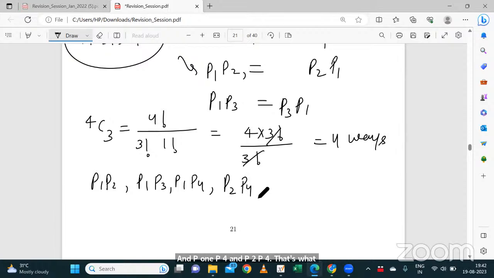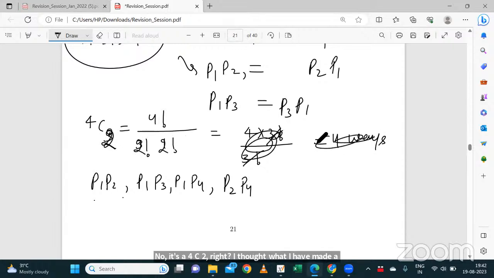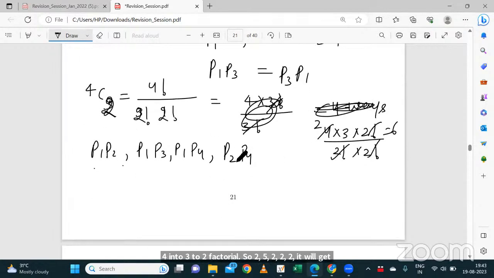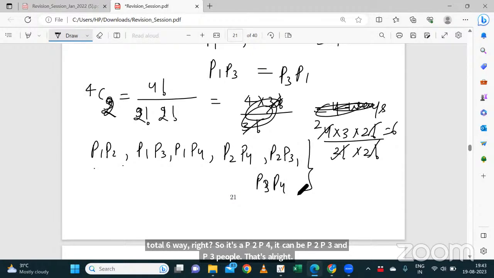One second. P1, P2. No, it's 4C2, right? I made a mistake. So it will be 4 into 3 into 2 factorial, so 2 factorial over 2 factorial gets cancelled out and 2 goes into 4. So total 6 ways, right? So it's P2, P4. It can be P2, P3 and P3, P4. That's all. These are a total of 6 possible combinations, right?